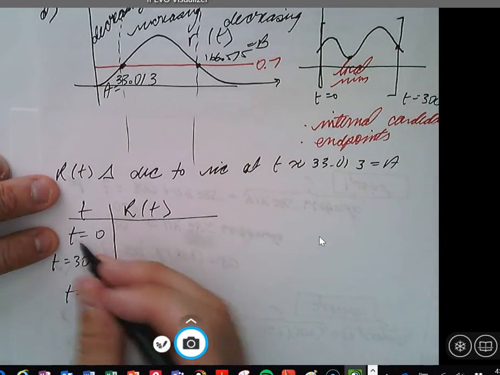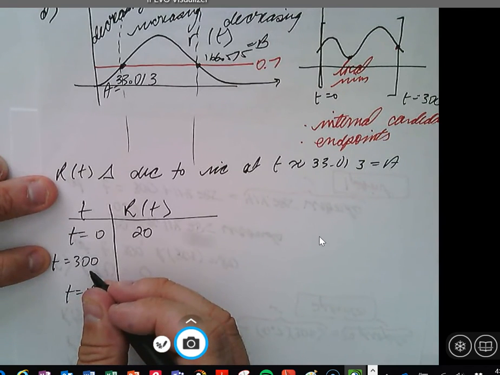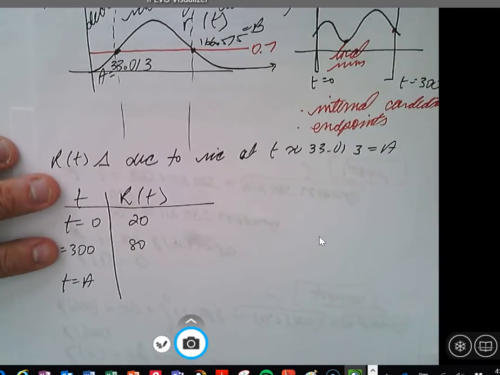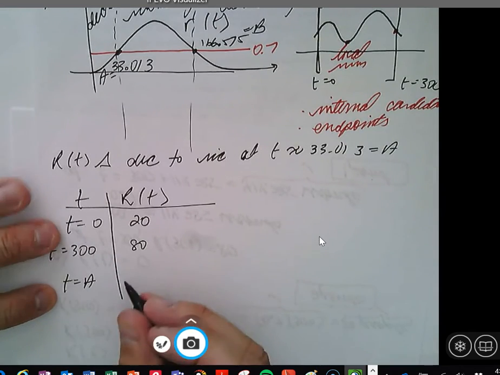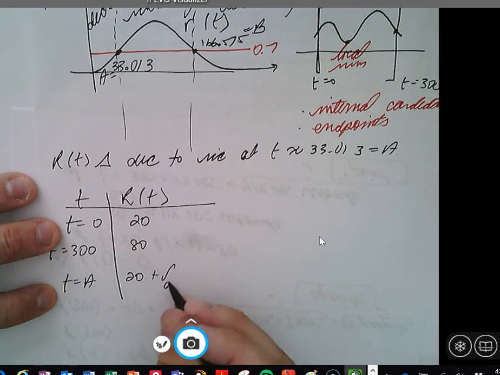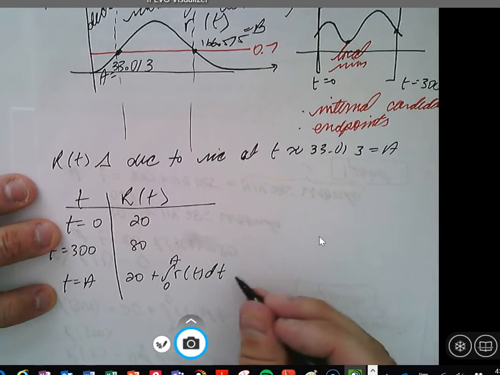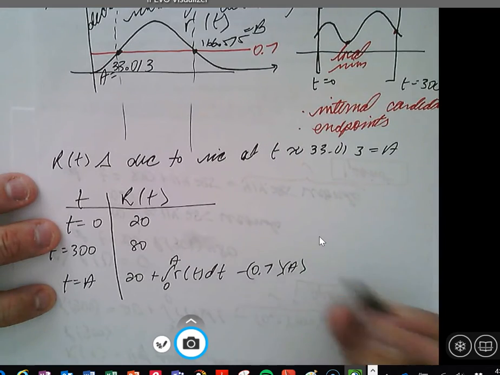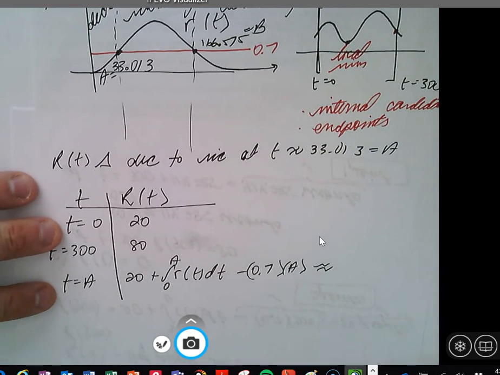At time 0, how many people are in line? 20. At time 300, how many people are in line? We already did that calculation earlier in part B. That's 80. What we need to do is figure out how many people are in line at time t equals A. That's my initial 20 plus the integral from 0 to A of little r of t dt minus those 0.7 people every second for A seconds. It's this last one that I need to get on my calculator.